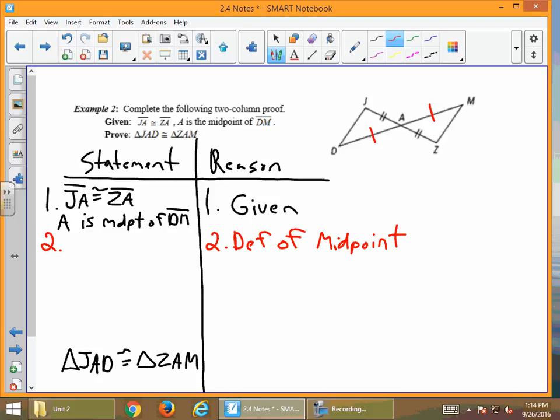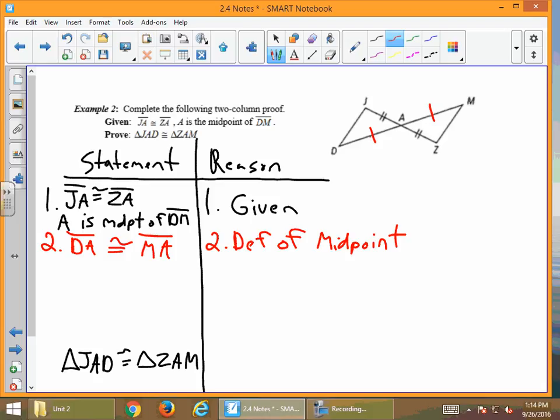DA. All right. And again, it doesn't matter how you name it. Just be consistent. So segment DA is congruent to what other segment? MA. Very good. You want outside in, outside in. MA. Awesome. Nice job.